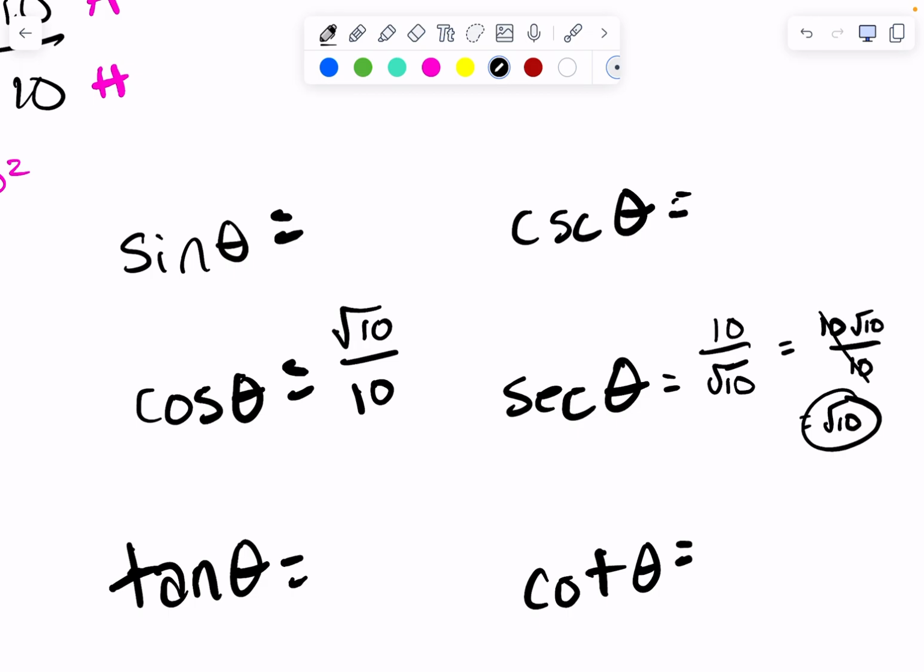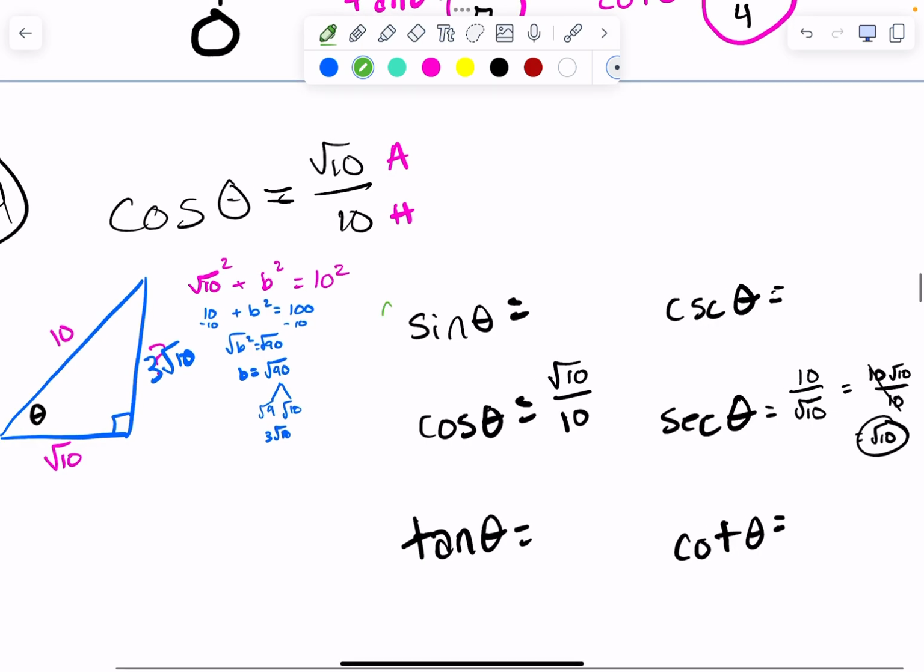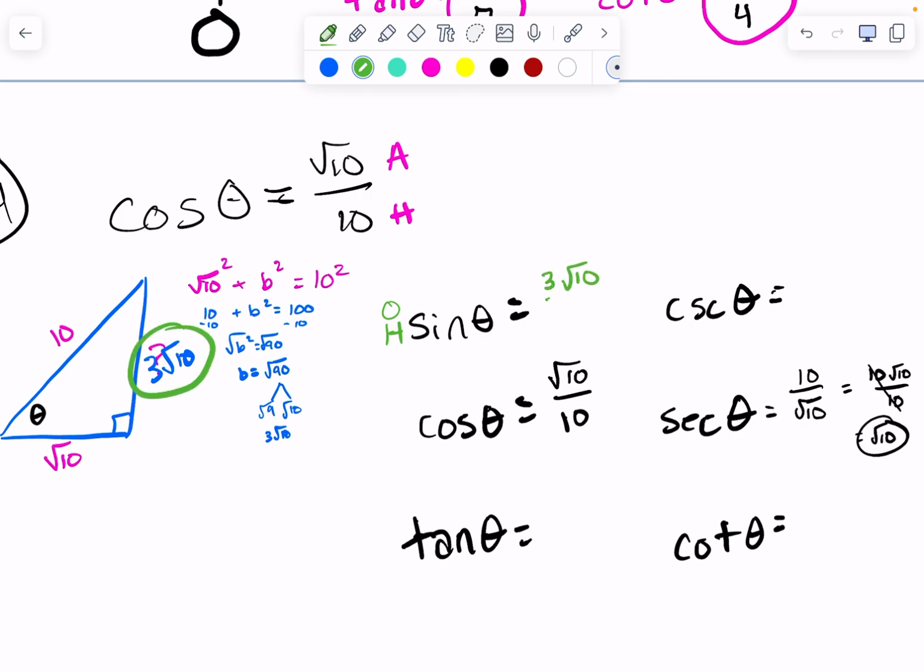Can you zoom out? Okay. All right, now let's do our other stuff. So sine is O over H, right? Which one's opposite? The old 90 thing. Yeah, the 3 square roots of 10. Okay, so the opposite, 3 square roots of 10, over the hypotenuse, which is 10. Will it reduce? Can you cross those 10s out?